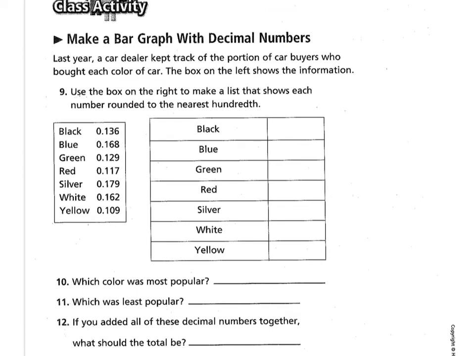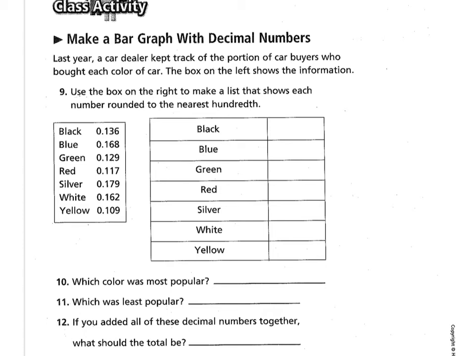Our last step is actually making a graph with decimal numbers. And today we're going to focus on creating a bar graph with decimal numbers. Let's read the directions. Last year, a car dealer kept track of the portion of car buyers who bought each color of car. The box on the left shows the information. Use the box on the right to make a list that shows each number rounded to the nearest 100th.